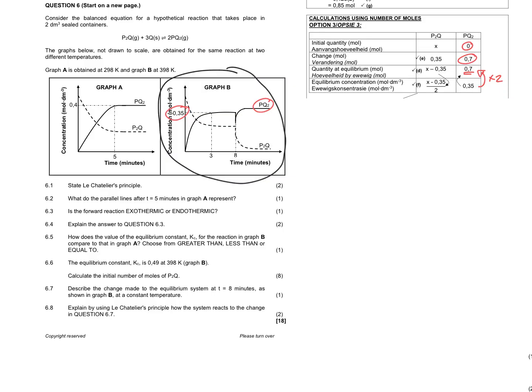So what we did now is we started with this number over here, doubled it, and put it in the change column. The ratio between the reactant and the product is 1:2, so if this is 0.7, this is 0.35. We want to know what we started with for P2Q, the initial number of moles of P2Q. That means the change is x minus 0.35, and then we divide it by 2.